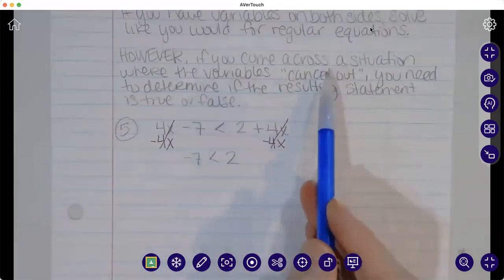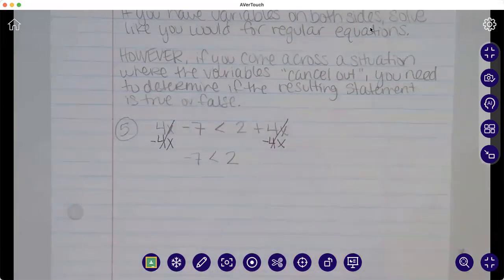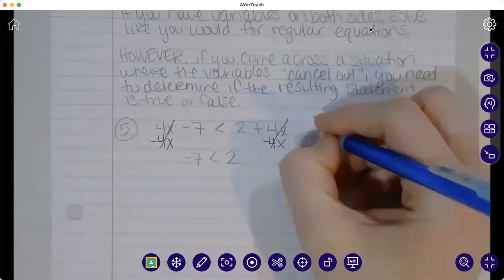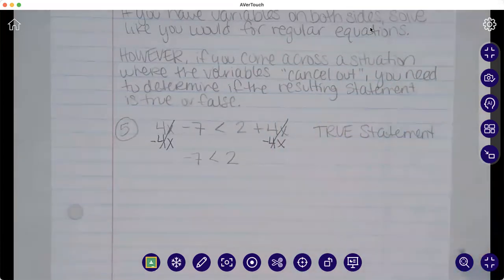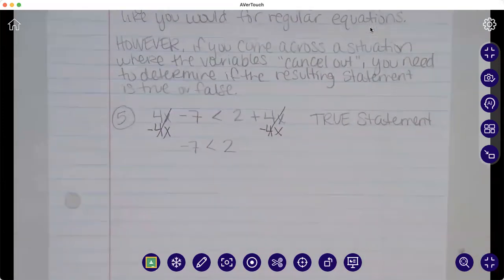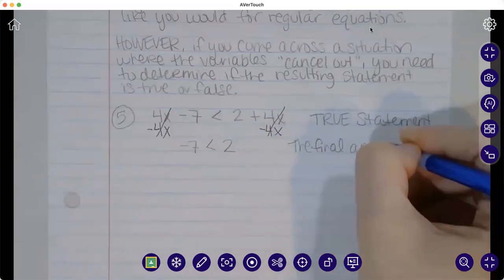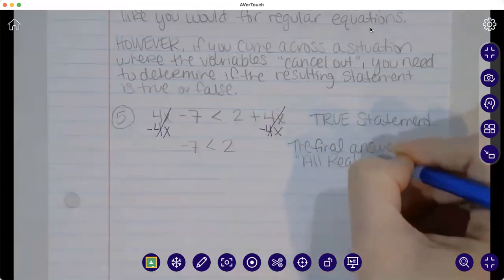And so we have that situation where we need to figure out, since the variables canceled, is my resulting statement a true or false statement? Is -7 less than 2? Well, all negative numbers are less than positive numbers, so this is a true statement. Okay. But much like last time, we would not just simply put true statement, we would talk about the type of answers we get from a true statement. So therefore, the final answer is all real numbers.